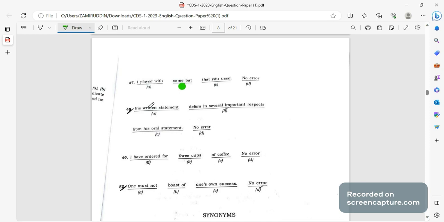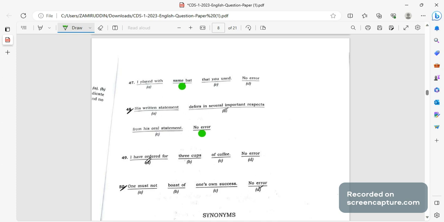Now here, his written statement differ in several important respects from his oral statement. There is no error in this sentence also. एग्जाम में हम ऐसे भी कर सकते हैं, जो बड़े बड़े sentences होते हैं rarely UPSC marks error in those sentences. जो बड़े बड़े sentences है, try to look into the sentences, mostly there are no errors.